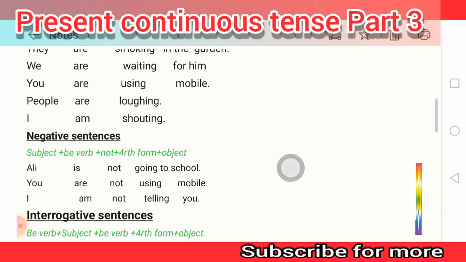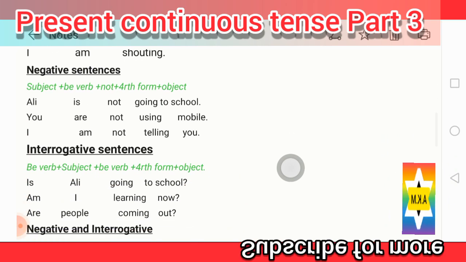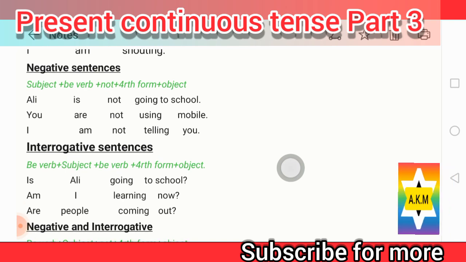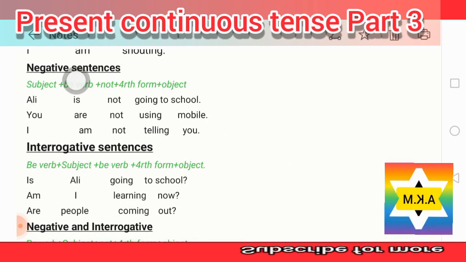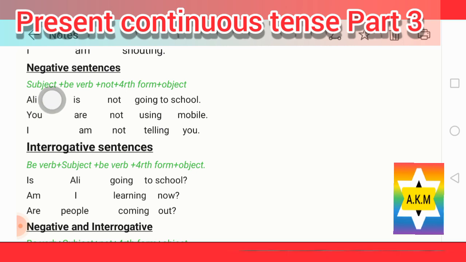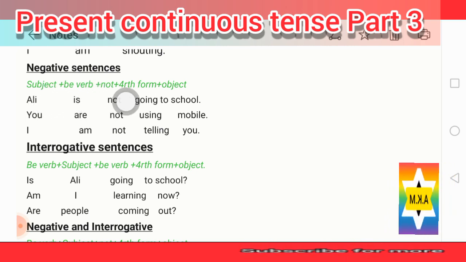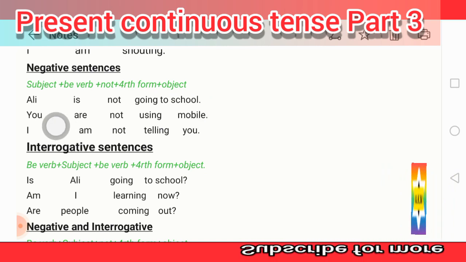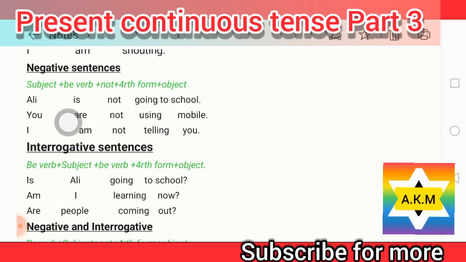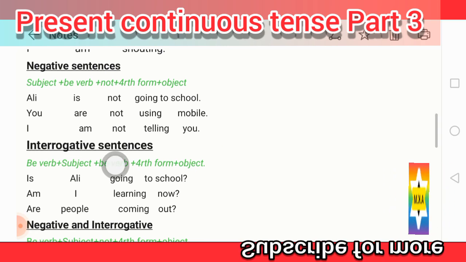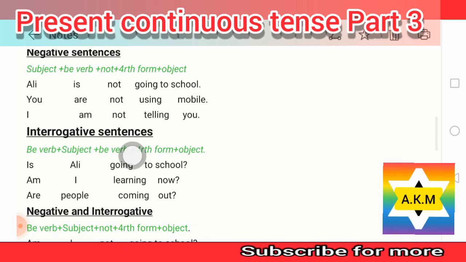So in today's lesson, how we can make negative sentences. It's very simple. We will follow this structure: subject plus be verb plus not plus fourth form plus object. For example, Ali is not going to school. You are not using mobile. I am not telling you.